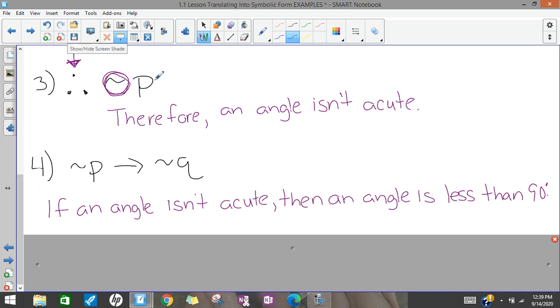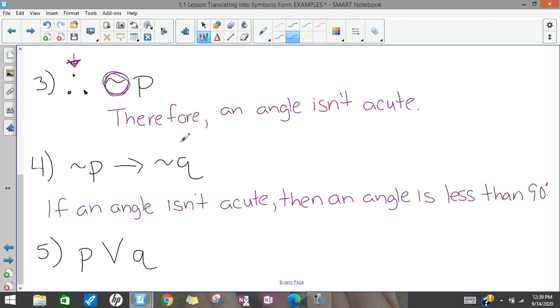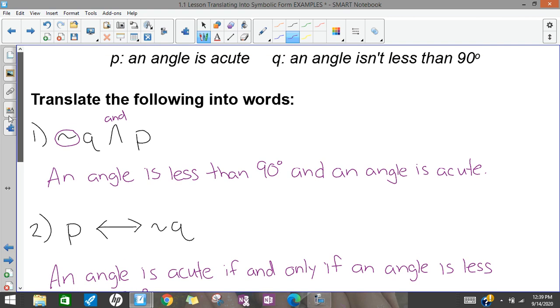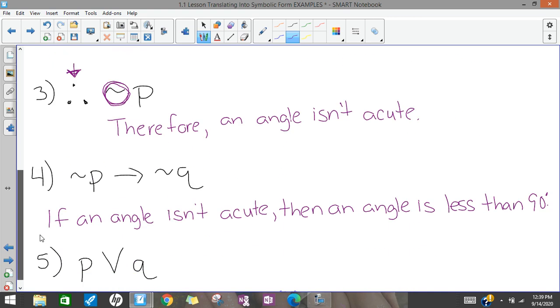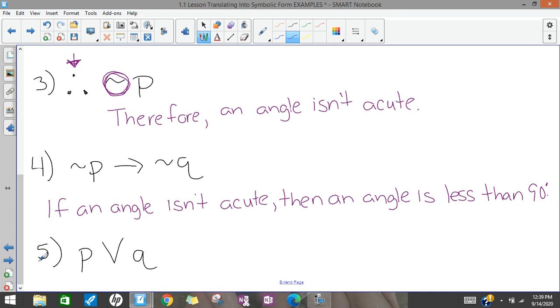So I do want you to try this last one. I'll go back to the top real quick, and you can see that P is an angle is acute. Q is an angle isn't less than 90. Go ahead and try this one. Pause it. Try this one, and then I'll go over the answer.